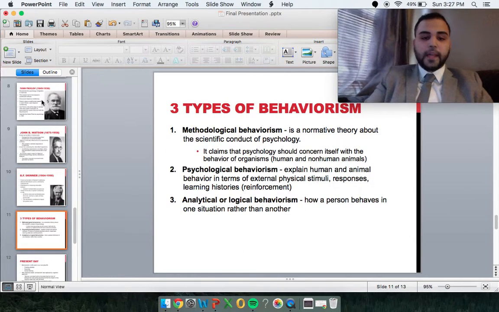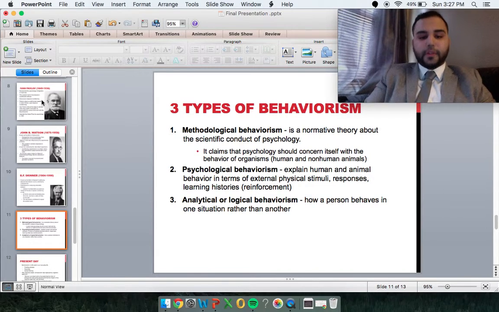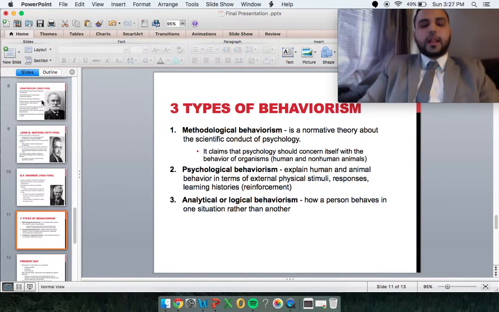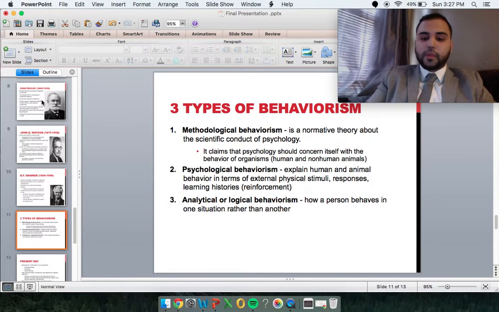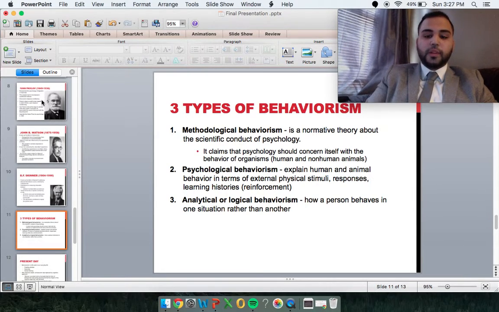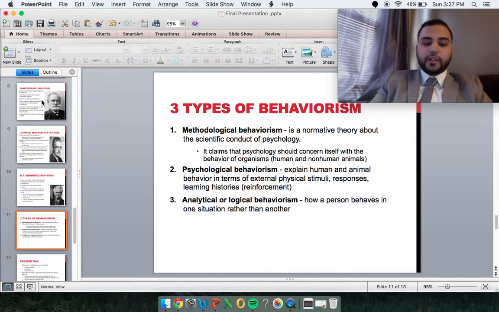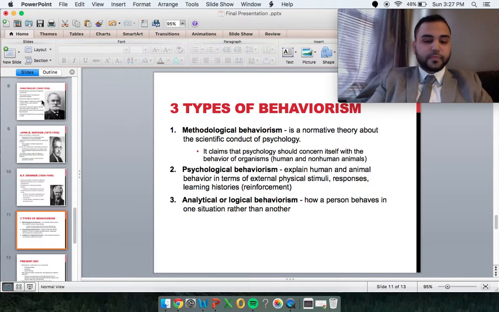So continuing, throughout my study, I found that there are three types of behaviorism: methodological behaviorism, which is a normative theory about the scientific conduct of psychology. It claims that psychology should concern itself with the behavior of organisms, human and non-human animals. Psychological behaviorism explains human and animal behavior in terms of external physical stimuli, responses, and learning histories, which is reinforcement. And analytical or logical behaviorism: how a person behaves in one situation rather than another.